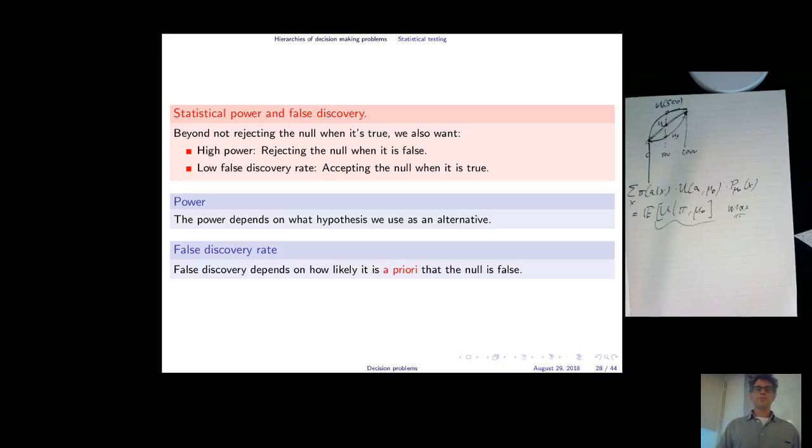And the false discovery rate, so how many times we think we found something that is not true, depends on our prior assumption about whether it might be true. So how likely is it that some randomly chosen person will be a medium? If you don't have that, then you aren't able to do it.